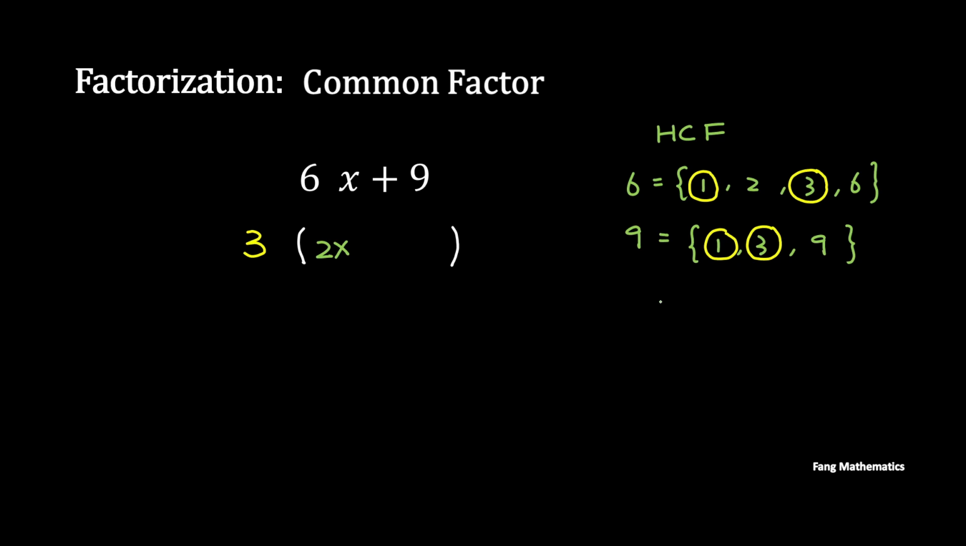Then we look at the second term, that is 9, and divide by the factor that you have factored out. So 9 divided by 3 will give you 3, and to be specific, it is a plus 3. If you look at the factored answer, you should see that this big expression is now broken down into a product of factors. The first factor is 3, while the other is 2x plus 3 inside the parentheses.